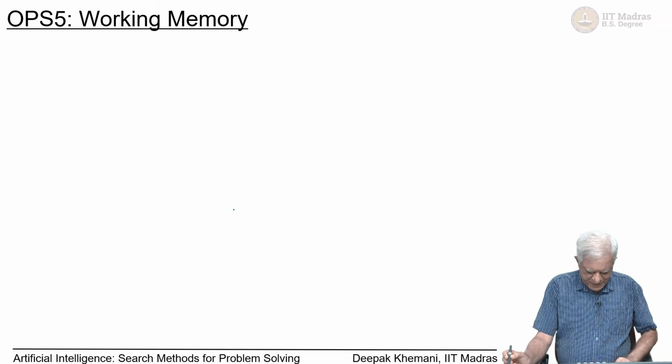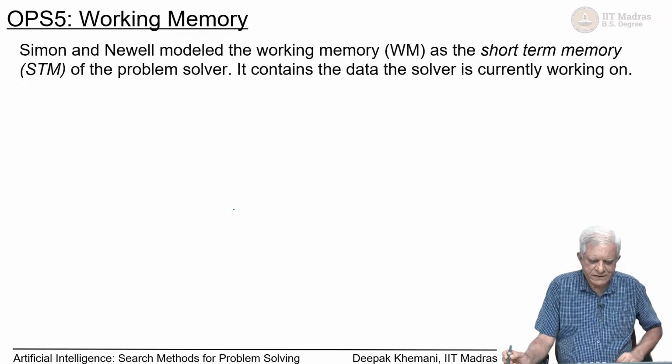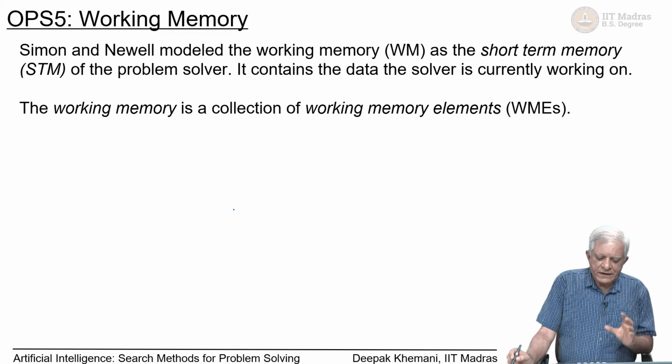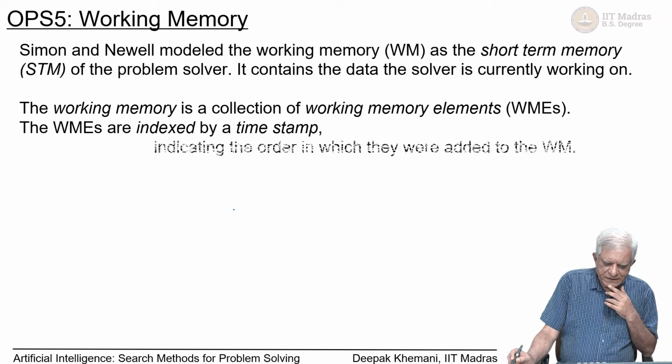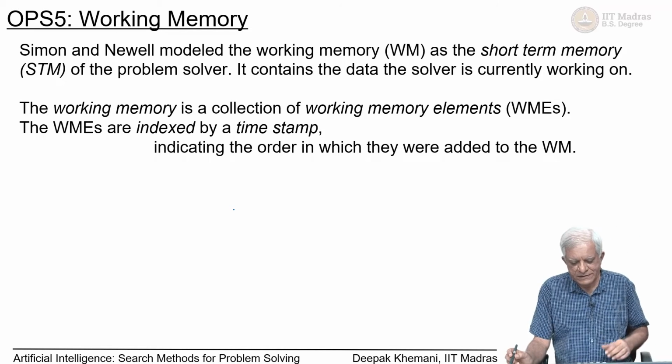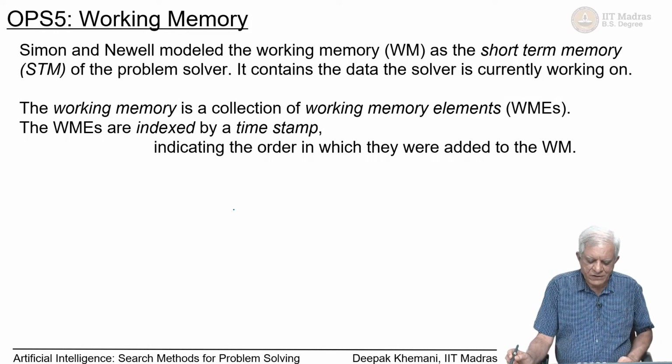So, the working memory is basically a collection of working memory elements as we have said, and Simon and Newell model the working memory as a short term memory of the problem solver. That is what we have already said, that it contains the data that the solver is currently working with essentially. It is a collection of working memory elements that we have stated, and these are indexed by a time stamp. So, every working memory element is given a time stamp indicating the order in which they were added to the working memory. We will see that this will have a role to play in conflict resolution, that you may want to use that time stamp for resolving the conflict in the conflict set.